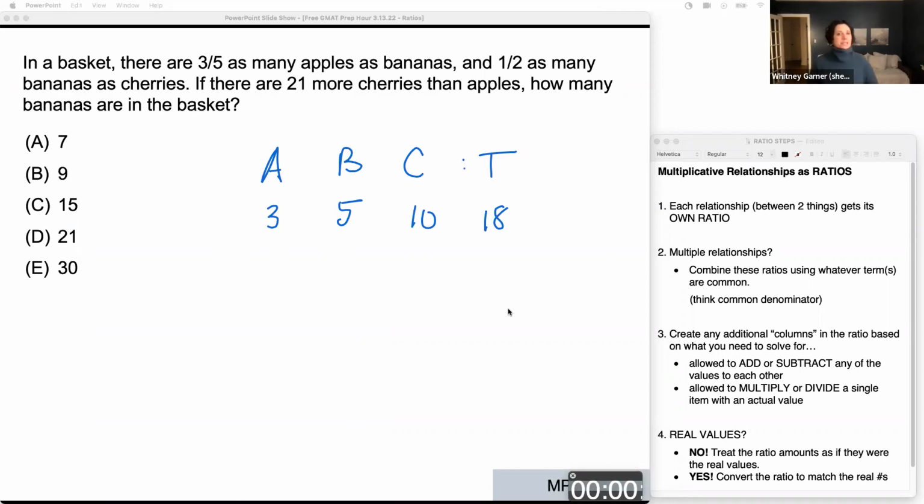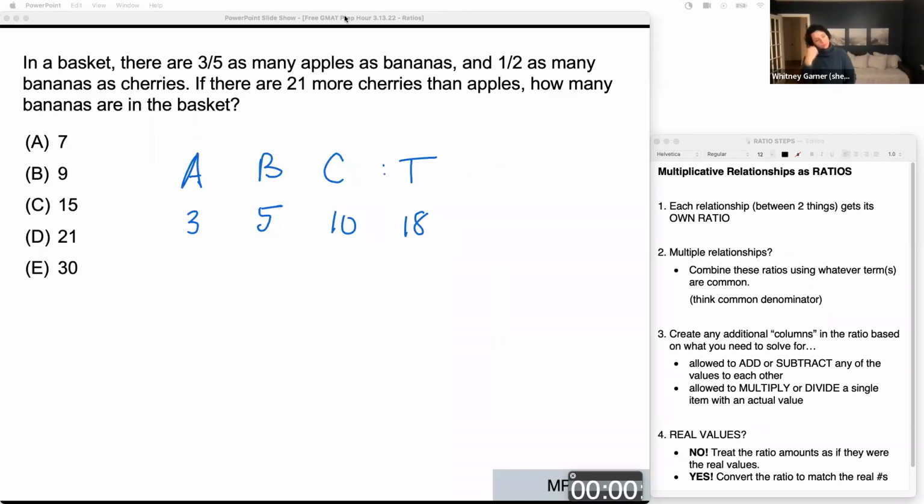Now the question has changed. I want you to think about, how would I get to it if there are 21 more cherries than apples? How could I get to that value? 21 more cherries than apples. How do we find it? Hit me with your answer if you think you've got it, and feel free to type that in the chat window.